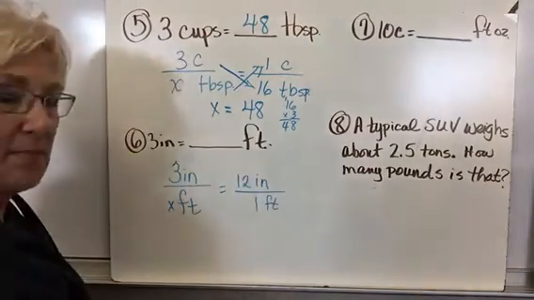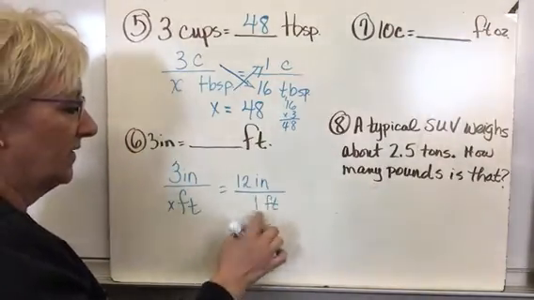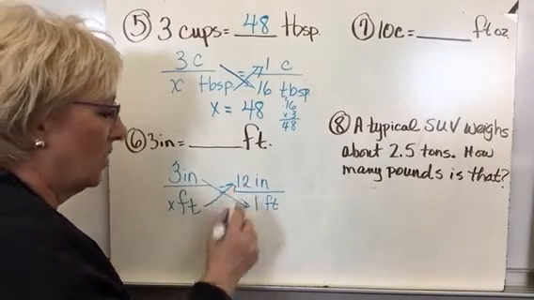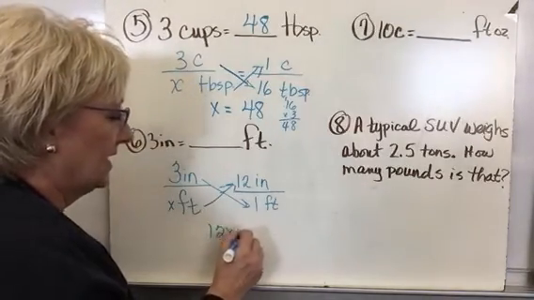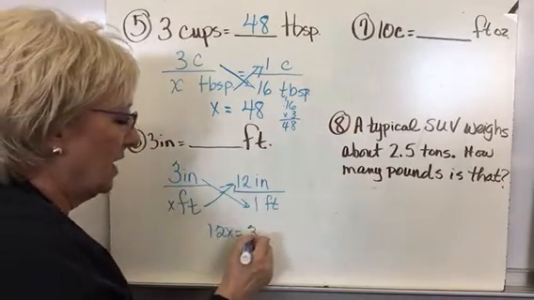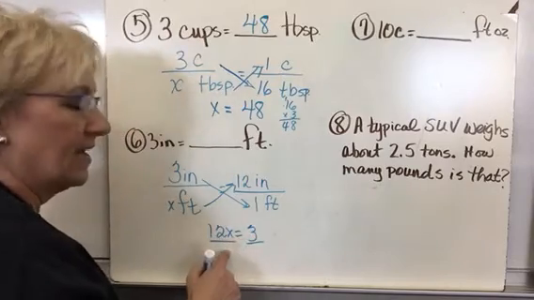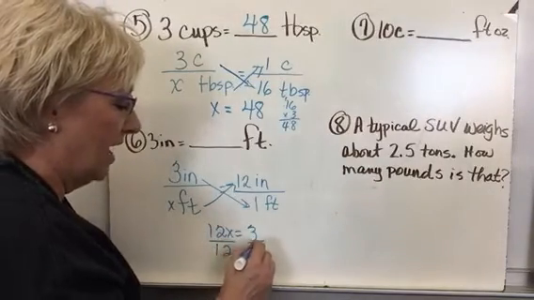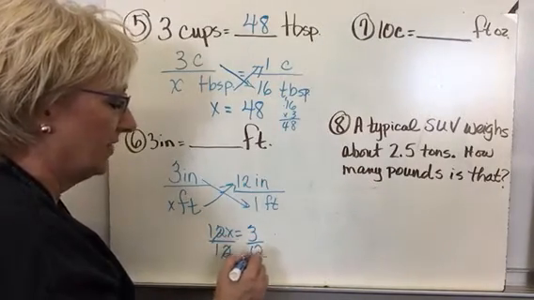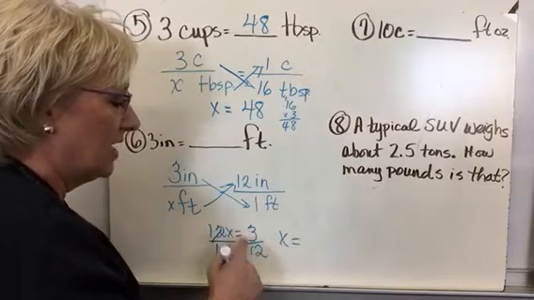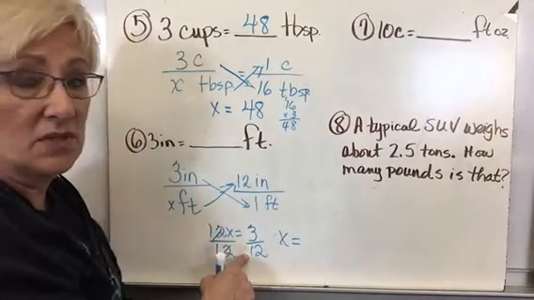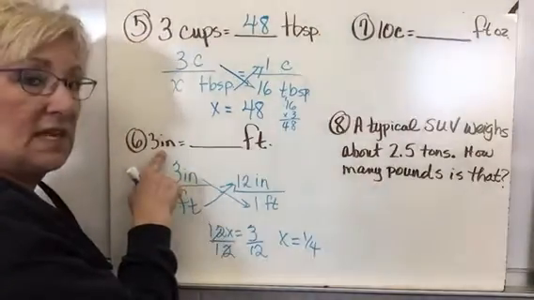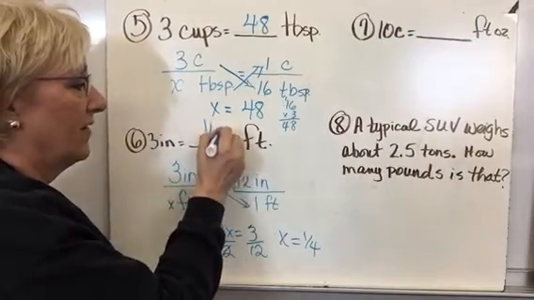Okay, so now I've set my proportion up. Inches to feet is equal to inches to feet, and I can cross multiply. And when I do that, I've got X times 12, which is 12X, is equal to 1 times 3, which is 3. And when I have a 12 by the X, that means I'm multiplying the X by 12, so I've got to divide by 12. And when I do this, X will stand alone, and I've got 3 12ths. Well, that is a fraction that I can reduce. So I'm going to reduce it down to 1/4. So I know that 3 inches will equal 1/4 of a foot.